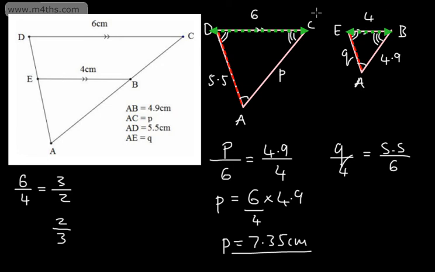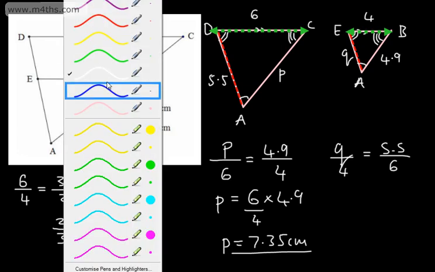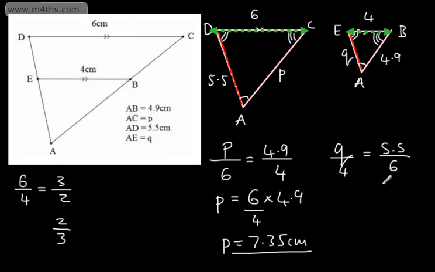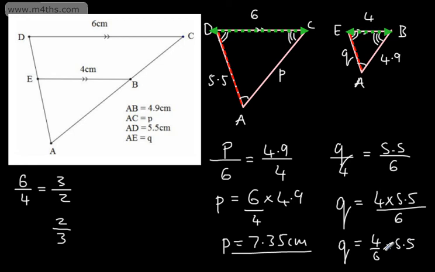Whatever you do, don't swap them over midway through. So don't say Q over 5.5 is the same as 6 over 4. It isn't. You'll get a crazy number, and that's not what we want. So Q is equal to 4 multiplied by 5.5 divided by 6. Or, if you like, Q is equal to 4 over 6 times 5.5. Or it's just 2/3 of the 5.5.